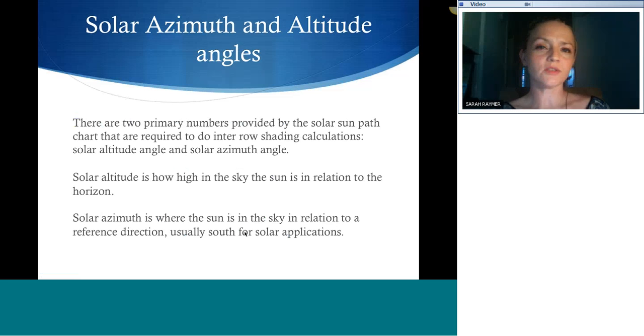So starting with the solar azimuth and altitude angle, I'll just read this out. Basically, there are two primary numbers provided by a solar sun path chart that are required to do inter-row shading calculations, the solar altitude and the solar azimuth. The solar altitude is how high in the sky the sun is in relation to the horizon, whereas the solar azimuth is where the sun is in the sky in relation to a reference direction. Now, in solar, we always use south because that is the ideal direction in the northern hemisphere. In the northern hemisphere, the sun is always in the southern part of the sky, so we design an array facing south as much as possible.